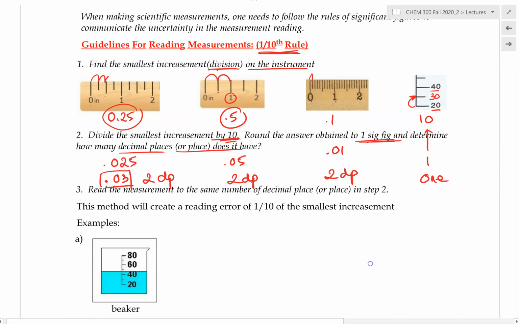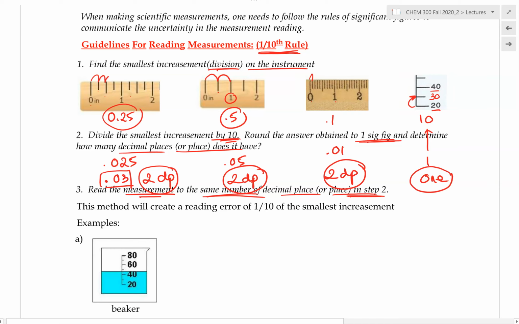And now here's step number 3. Read the measurement to the same number of decimal places as the value that we identified in step 2. In this case, if we were using this ruler, we need all of our measurements to be reported to 2 decimal places. Similarly, if we were to use this ruler, we need to be reporting our value to 2 decimal places, and 2 decimal places over here as well. Versus this one, where we will be reading to the 1 place.